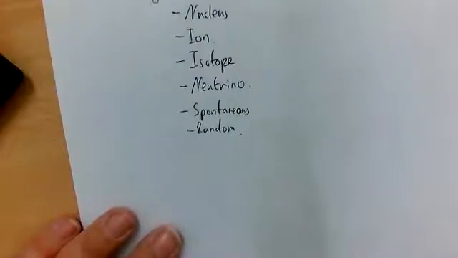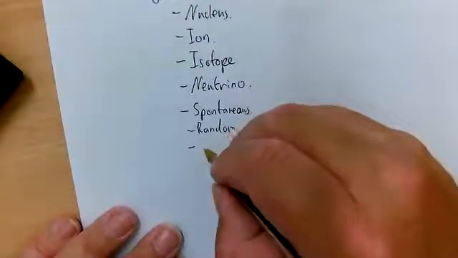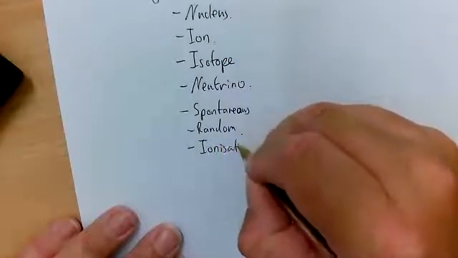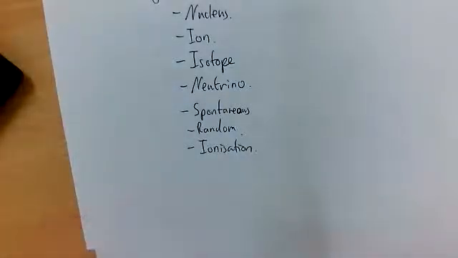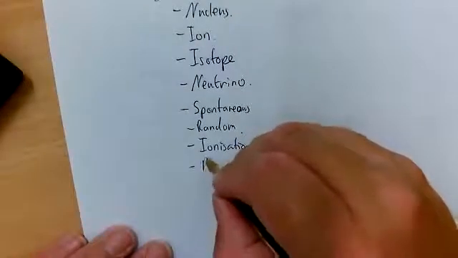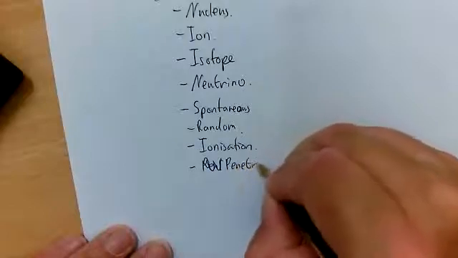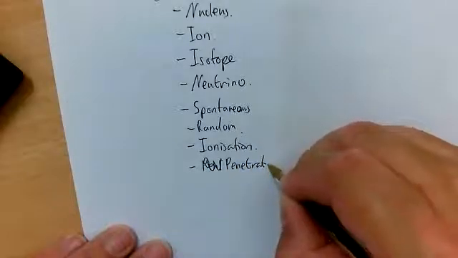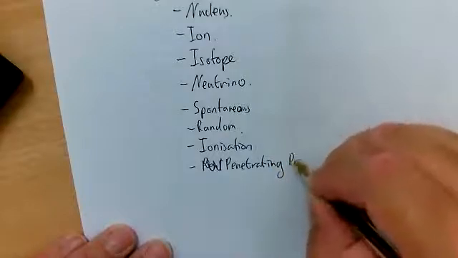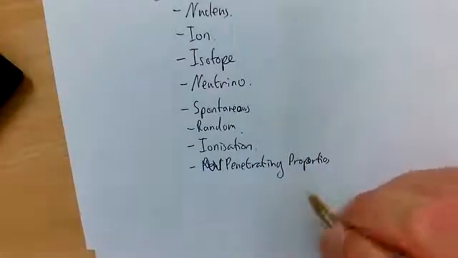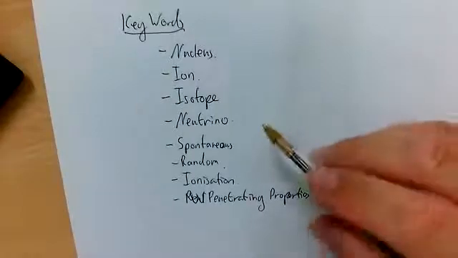We know what ionization is. You know what it is when an atom becomes charged. It's the electrons. The electrons are either added or removed. And you need to know what penetration or penetrating properties are. Okay, so those are the key words that you do need to know about that I've covered today.